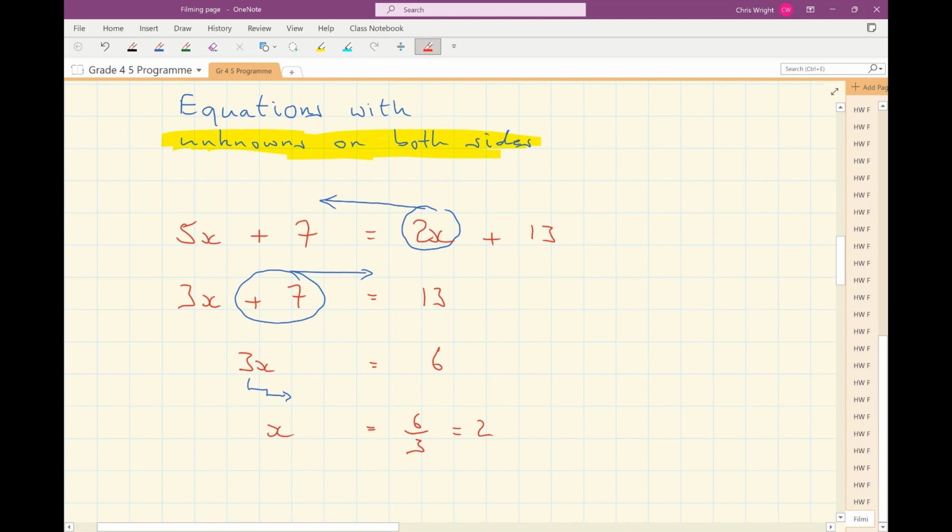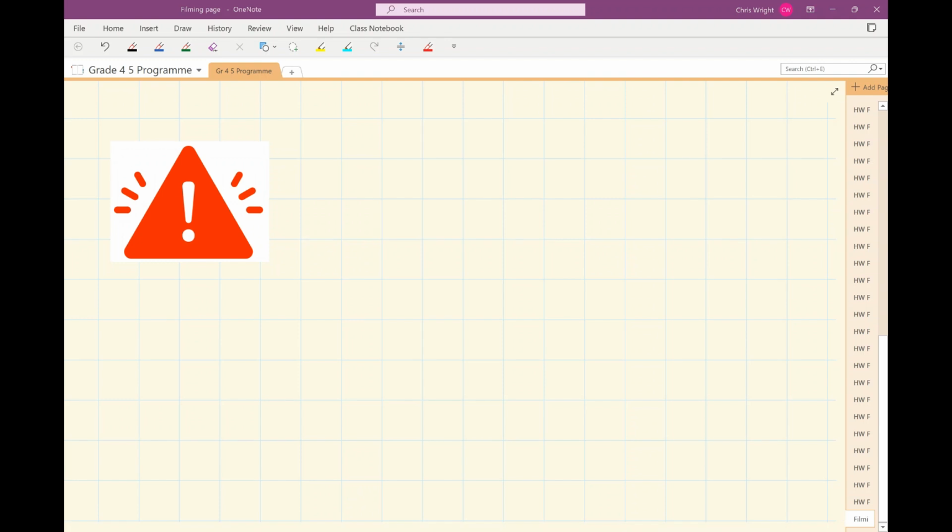So when you have an equation with unknowns on both sides, see which side has the fewest x's and float and ping them to the other side. But look out, you have to be very careful to see which side has the fewest x's. Here's an example. Have a look at this one. 4 minus 10x equals 5x plus 2. Which side has the fewest x's?